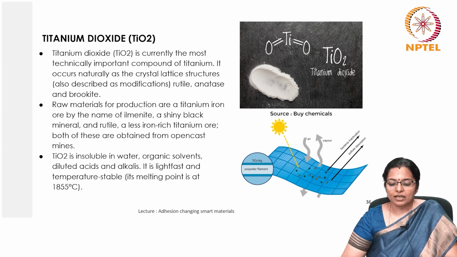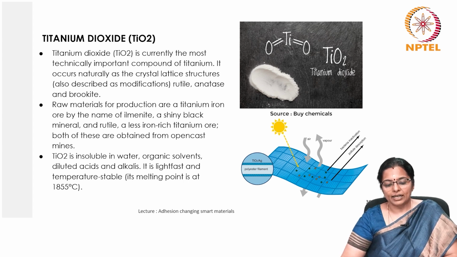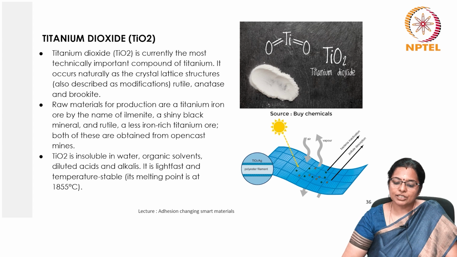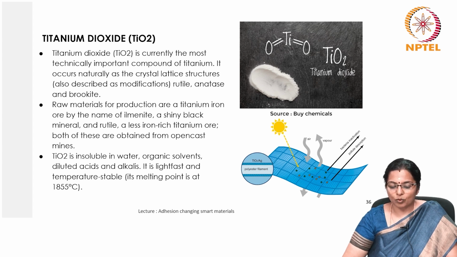So, the raw material for the production of titanium dioxide is a titanium iron ore called ilmenite, which is a shiny black mineral. There is also rutile, a less iron-rich titanium ore. Both of these are obtained from open cast mines. Titanium dioxide is currently the most technically important compound of titanium, and it occurs naturally as a crystal lattice structure.